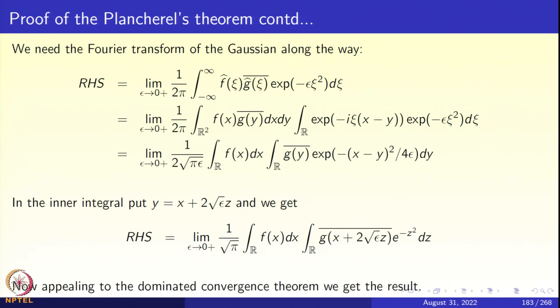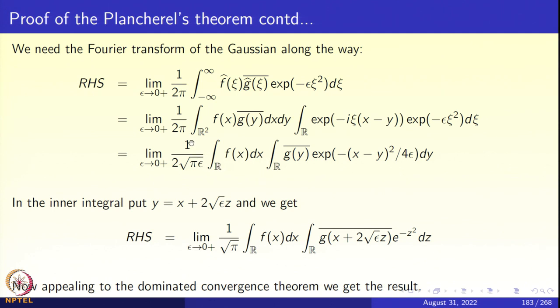I get f(x) g(y) bar dx dy. It will be an integral over R2. And what I will get is e to the power minus i chi (x minus y). And now I have the e to the power minus epsilon chi squared d chi. And so the inner integral now can be computed. It is a Fourier transform of the Gaussian. What you see here is a Fourier transform of the Gaussian. That is another Gaussian. And the epsilon will come in the denominator.